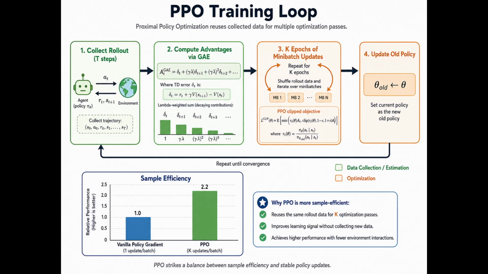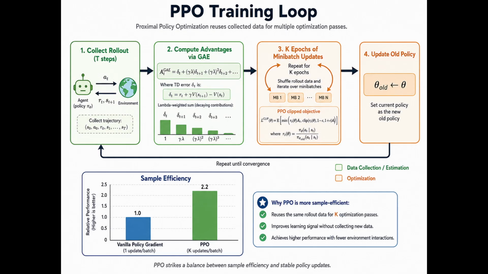For each iteration, collect a rollout of T steps using pi theta old, compute advantages using GAE, generalized advantage estimation, then for K epochs, sample mini-batches from the rollout, compute the clipped surrogate loss, and update theta. Set theta_old ← theta. Generalized advantage estimation, GAE, is worth noting.